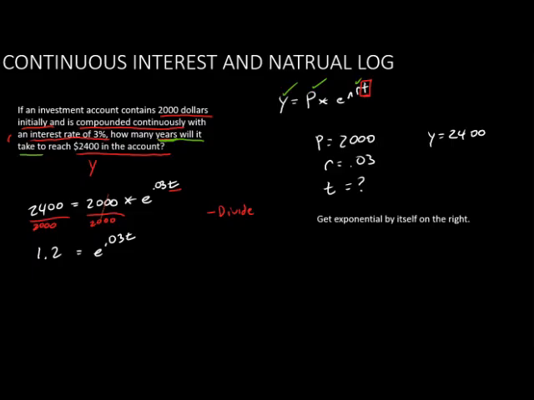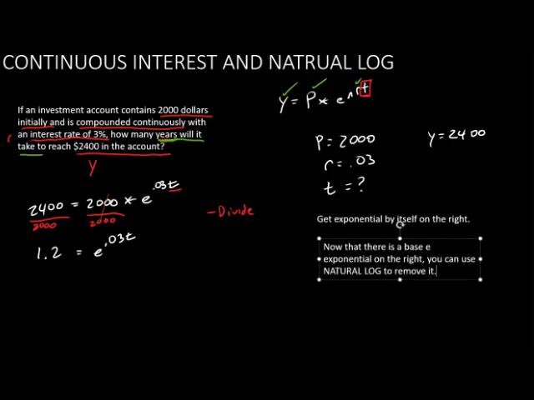Now that I have a base e exponential on the right, I can use a special log called a natural log to remove it. The abbreviation for natural log is ln. Therefore, we're going to write ln on the left and place an open parentheses, and another ln on the right and place another open parentheses. The 1.2 on the left goes into the left parentheses, and the base e exponential, e to the 0.03t, will go into the right parentheses.